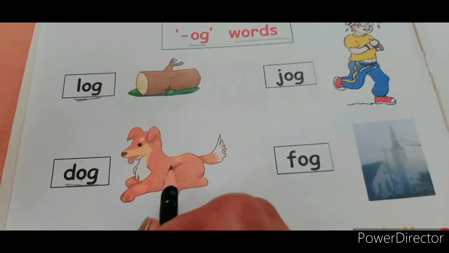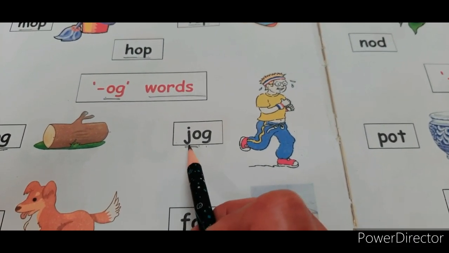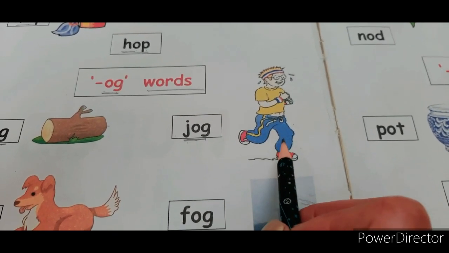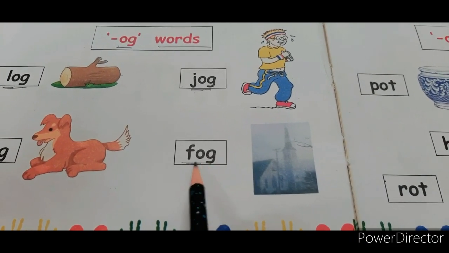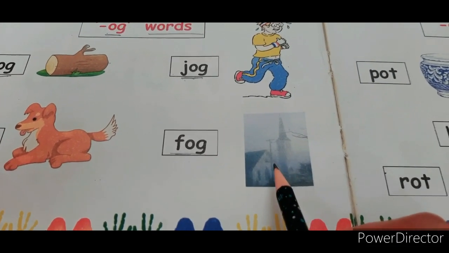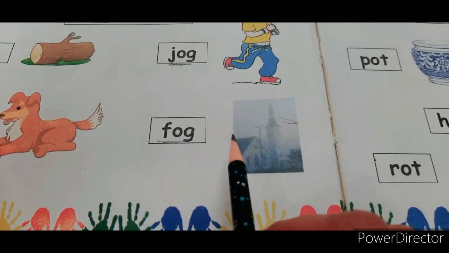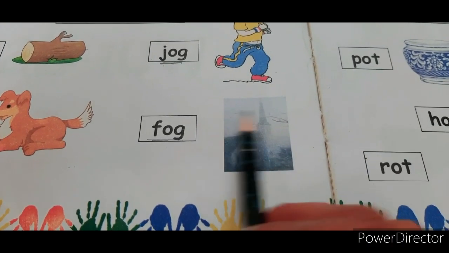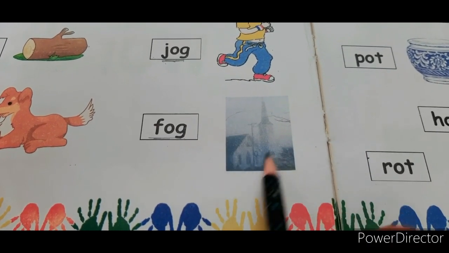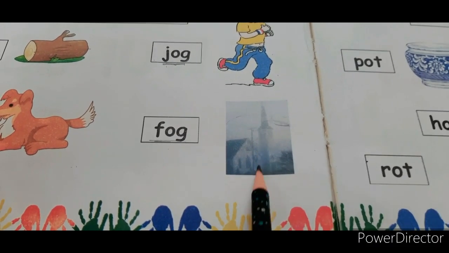Dog. Jog. Jog means when we run very slow. Fog. Fog we see in winters. When we step out of our house on the road, we are not able to see very clearly. When we see cloudy atmosphere everywhere, that is the fog. We cannot see everything clearly, and we see this only in winters.